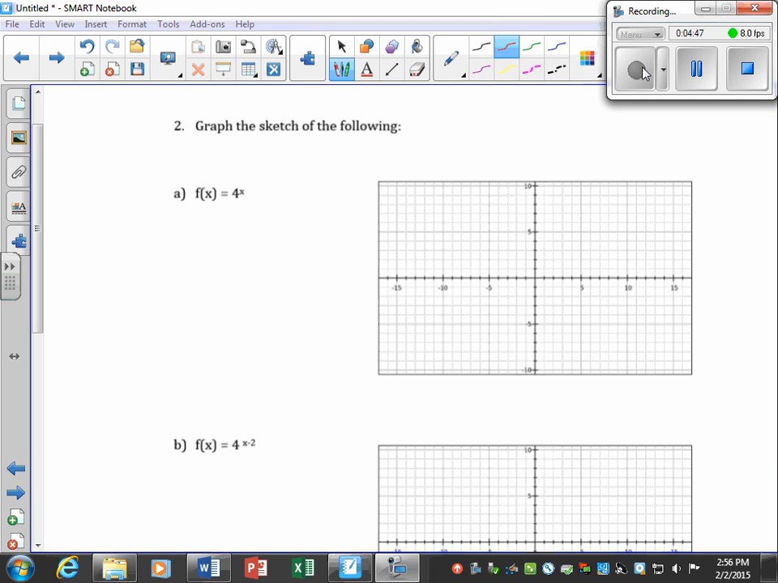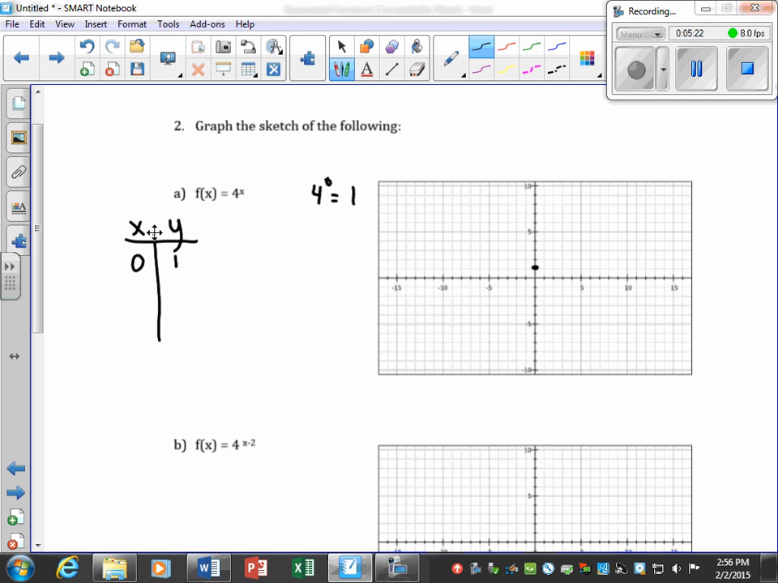Okay, so the next thing we're going to do is sketch the graph of the following. Now we can use our previous knowledge of transformations and shifts to have a good idea of what's going on, but we can also set up a table of values: pick some x values, substitute in for x and solve for y to get an idea.